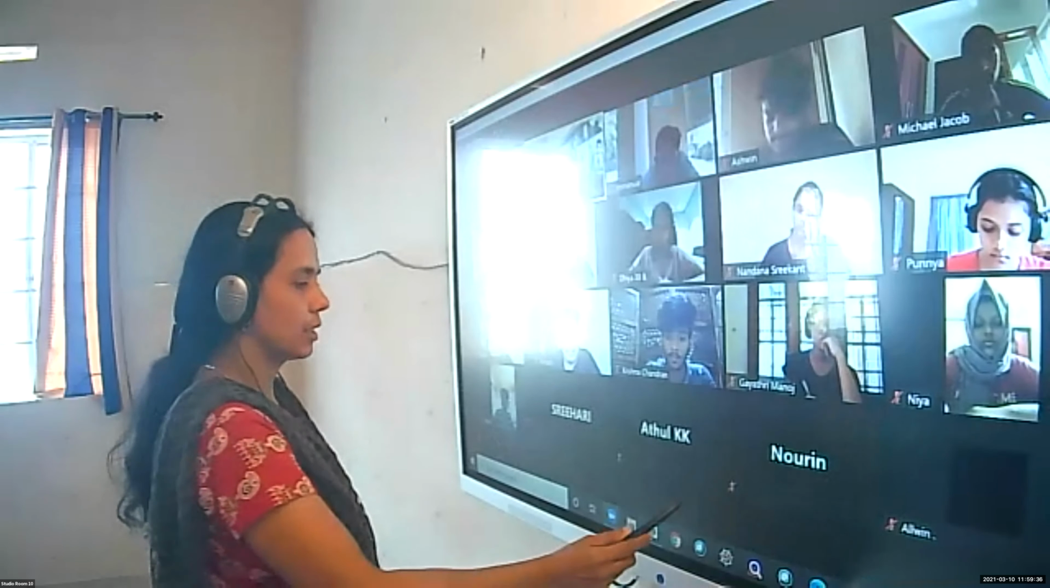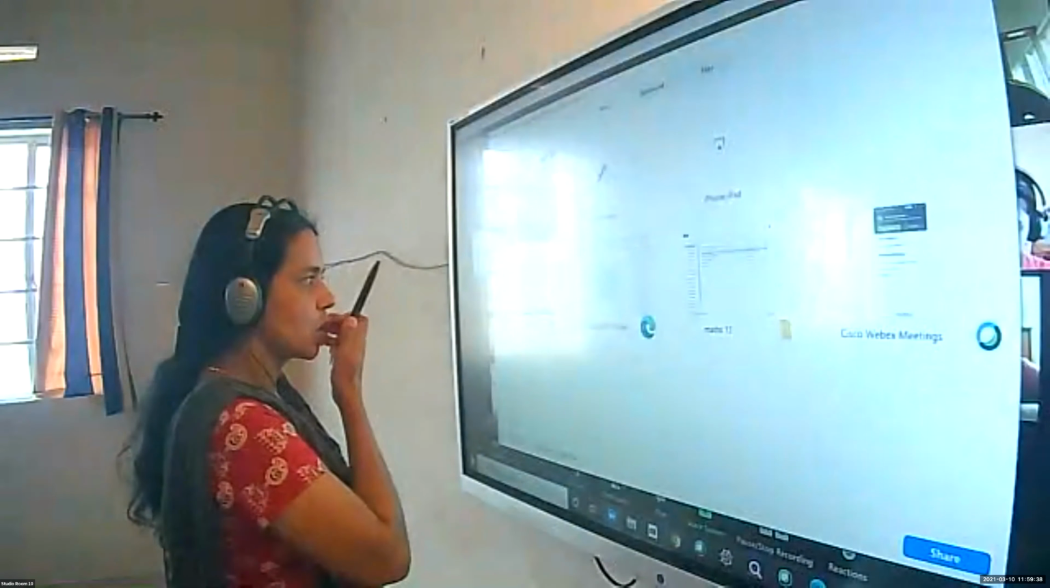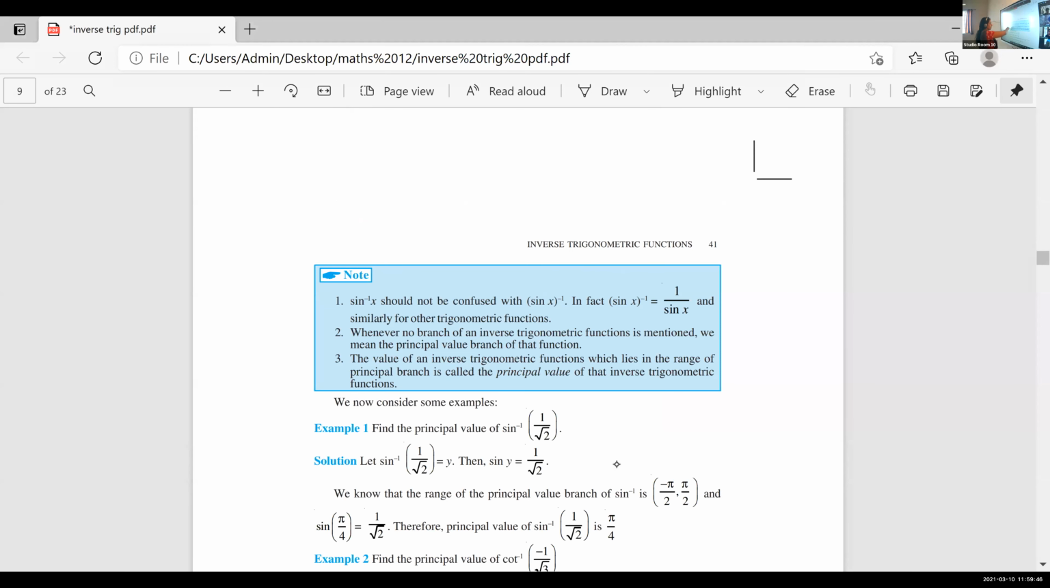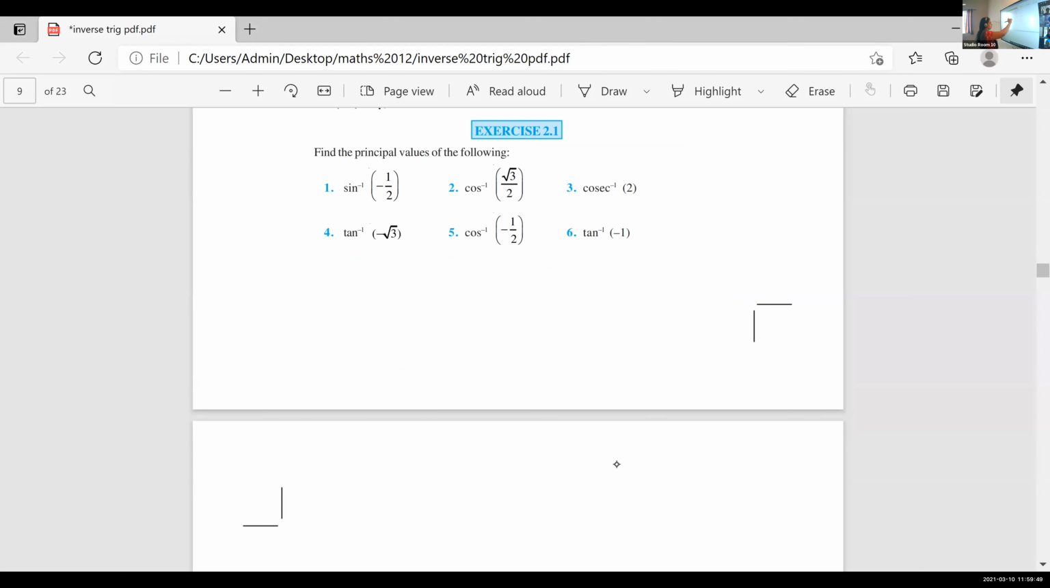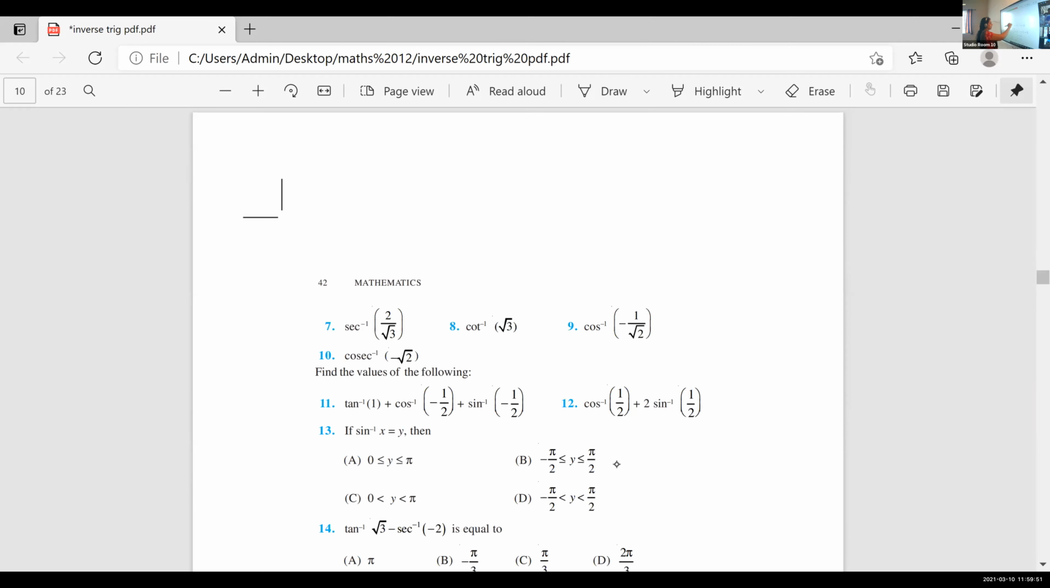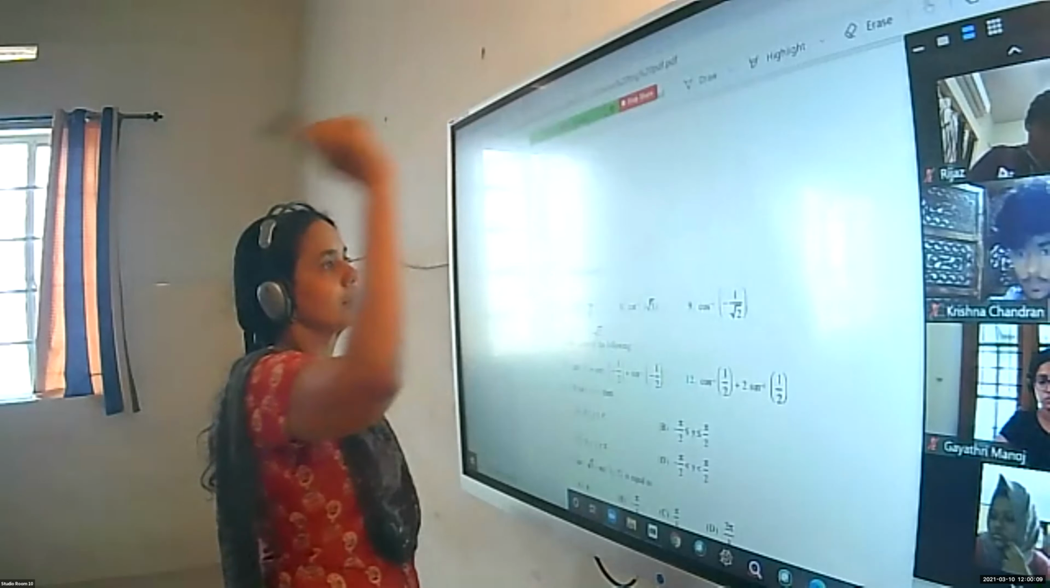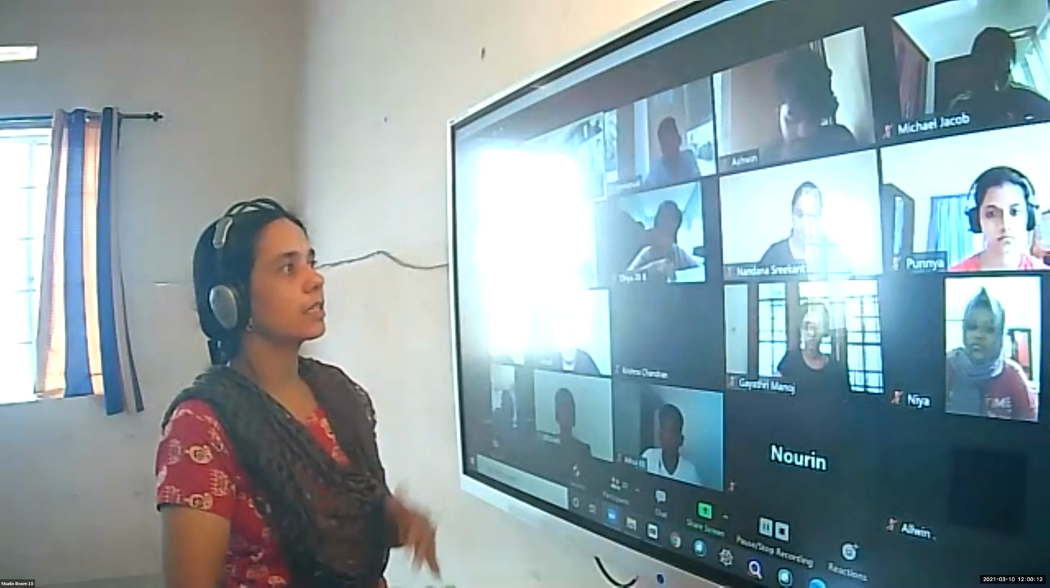So today's homework is, no doubt, in your textbook, there are some questions based on this. Finding the principal value, example 1, example 2. And in the exercise, the first 10 questions you have to solve. These are all 1 mark questions. First 10 questions, 1 to 10, is homework. Okay, and in the next class, learn the trigonometric formula.